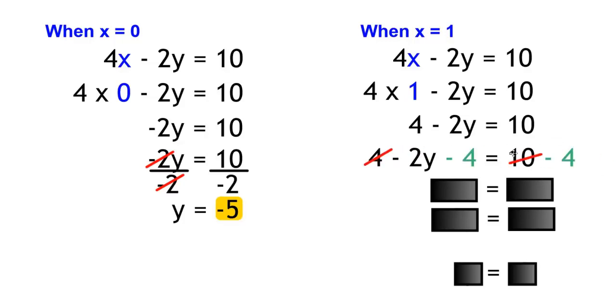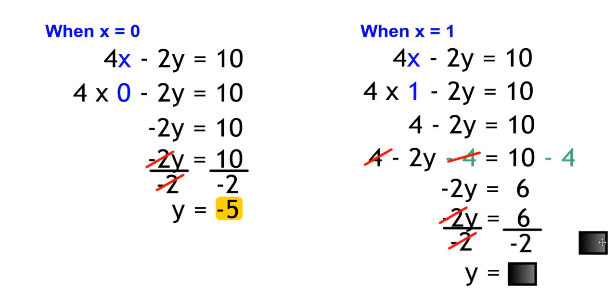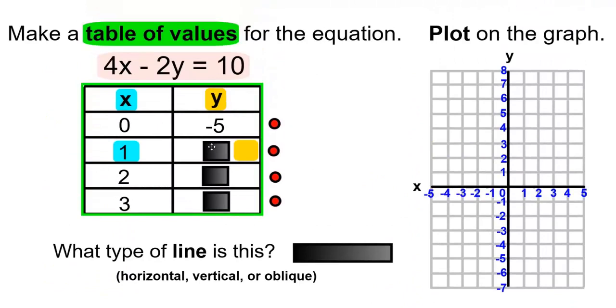The 4 and the minus 4 will cancel, leaving us on this side with negative 2y, and 10 minus 4 is 6. To remove the times negative 2, we'll divide this side by negative 2, and therefore divide the other side by negative 2 as well. The times negative 2 and divide by negative 2 cancel, leaving us with y, and 6 divided by negative 2 is negative 3. So y is equal to negative 3. When x is 1, y is negative 3.